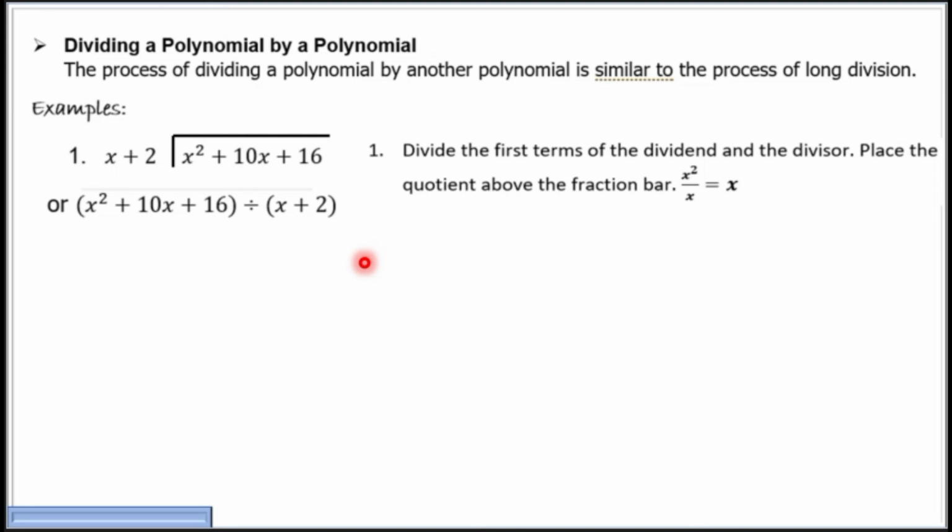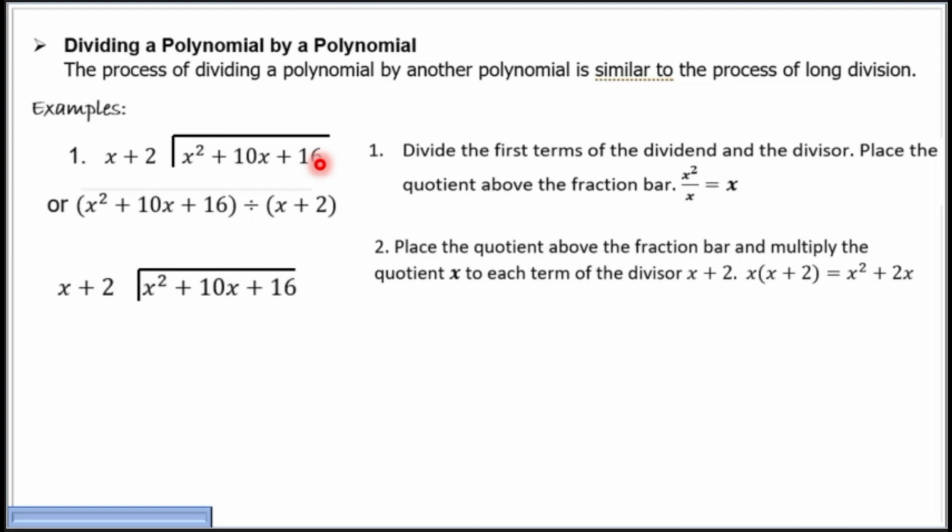Okay. First step, divide the first term of the dividend and the divisor. Place the quotient above the fraction bar. Okay. Divide na nato. Kibaw naman siguro mo, no? Sa ni siya nga form. Tulo ni, I guess, grade 4 starting and na grade 3. Okay. x squared plus 10x plus 16 divided by x plus 2. Second step, place the quotient above the fraction bar. Quotient meaning the answer of the operation of division.